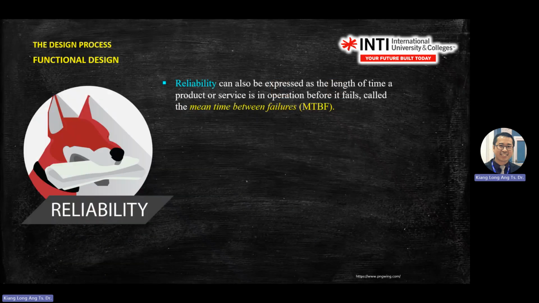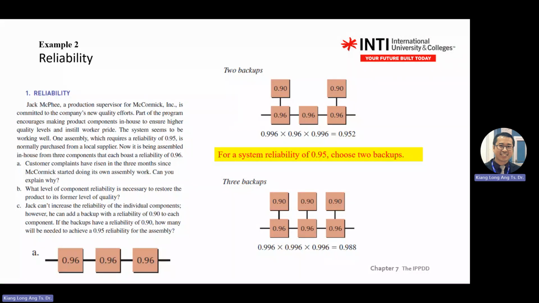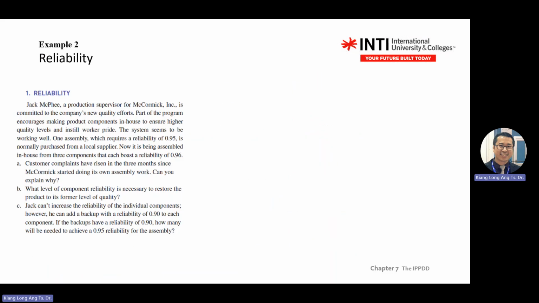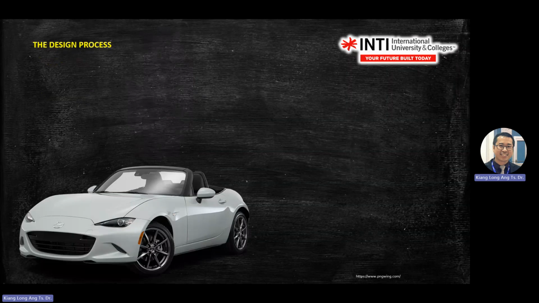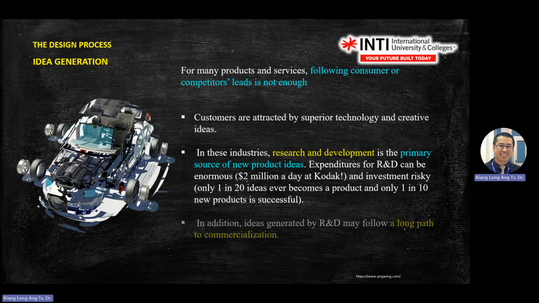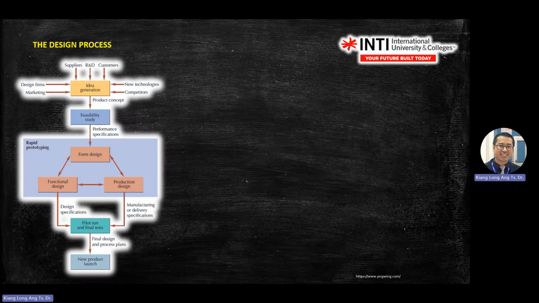We continue. From this design chart, from the previous class, we start from idea generation, go to feasibility studies, go to rapid prototyping, then go to pilot run and final product launch. We already covered how to do idea generation. We already know how to do feasibility studies.